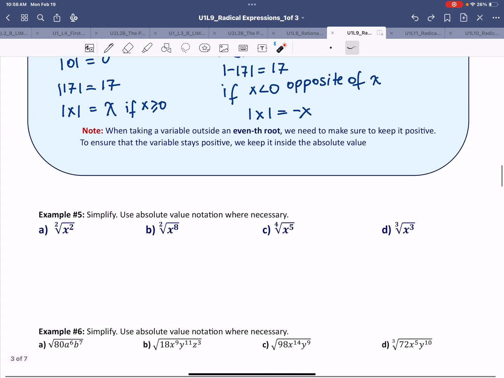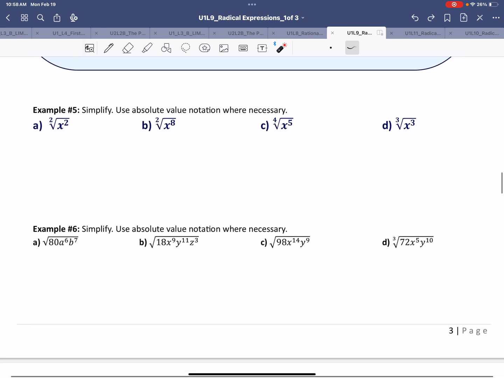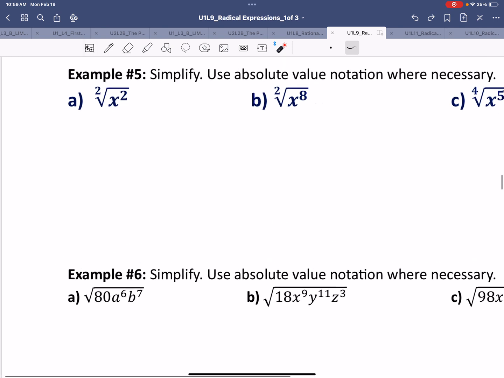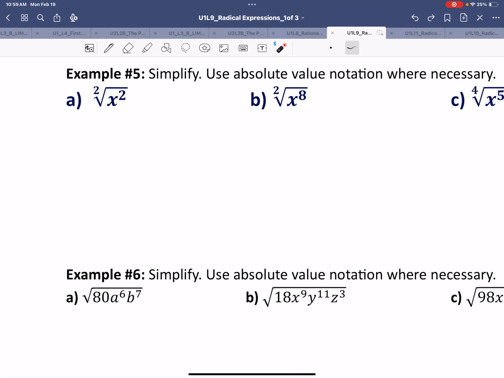So we're going to start off with these 3 very simple, straightforward examples, which are worth noting down and keeping on the side just to remind yourself until the idea clicks in, okay? We start with the square root of x squared. We have an even root, so if we want to take any x out of the root, we need to make sure that it stays positive.